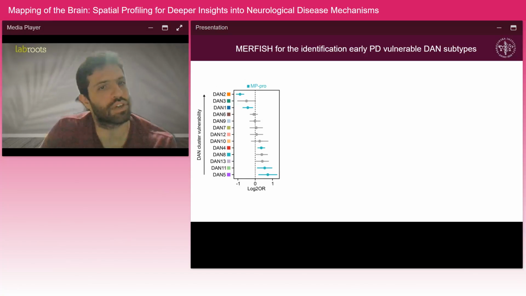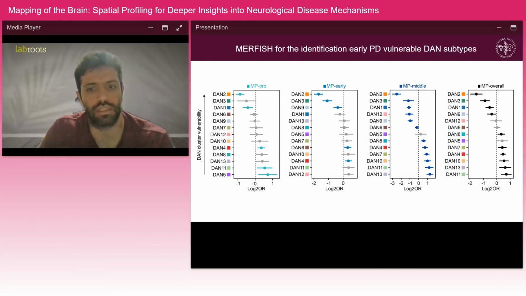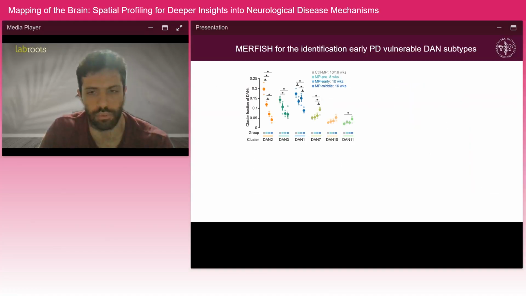And we did it in all the different stages separately, and also in overall MitoPark, which is most depleted. Here I positioned the clusters according to vulnerability, from the lowest to the highest. And here you see that this DAN2 cluster is the most vulnerable. In every stage of the degeneration, that was the one that popped out as the most vulnerable. And even taking the overall MitoPark, it seems again to be the most vulnerable cell type. We also had some clusters, like DAN13, for instance, and DAN11, that were consistently in the resilient part.